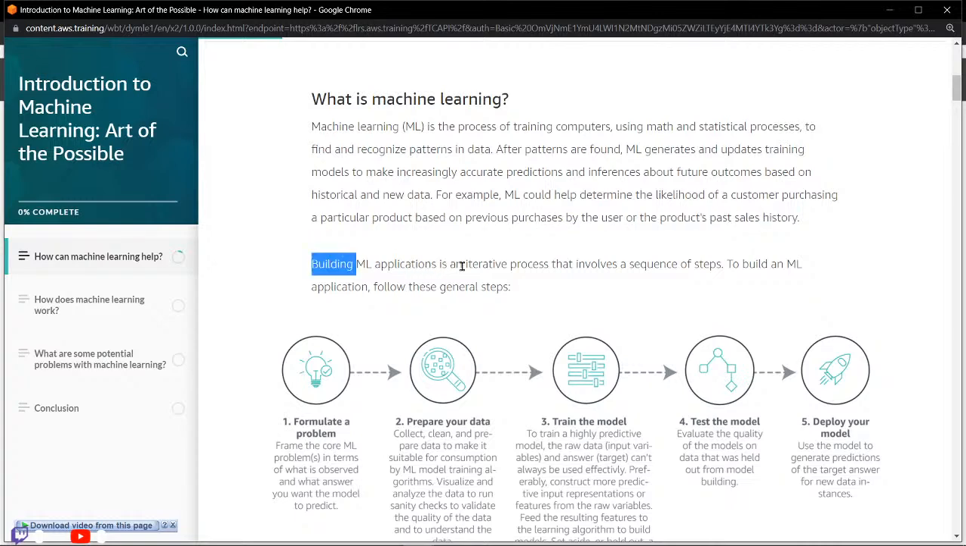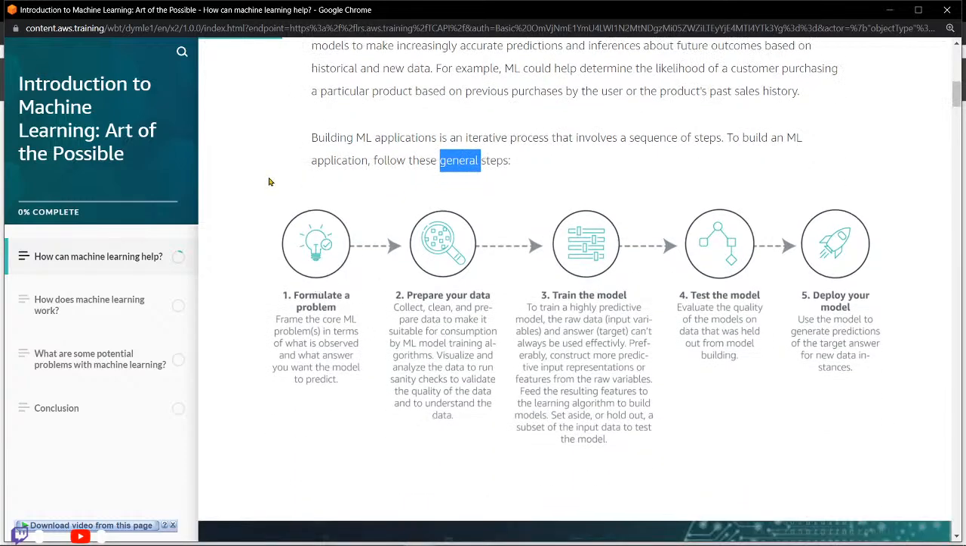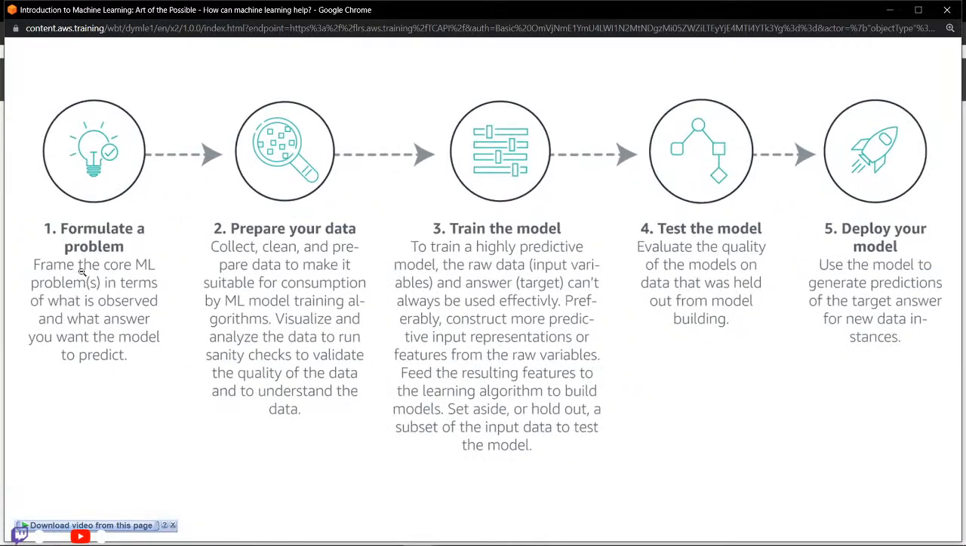Building an ML application is an iterative process that involves a sequence of steps. To build an ML application, follow these general steps. First, formulate the problem: frame the core ML problem in terms of what is observed and what answer you want the model to predict. Then prepare the data: collect, clean, and prepare data to make it suitable for consumption by the ML model training algorithm. Visualize and analyze the data to run sanity checks to validate the quality of the data and to understand the data. Then train the model.